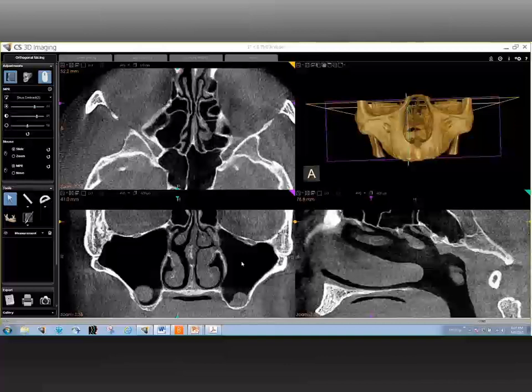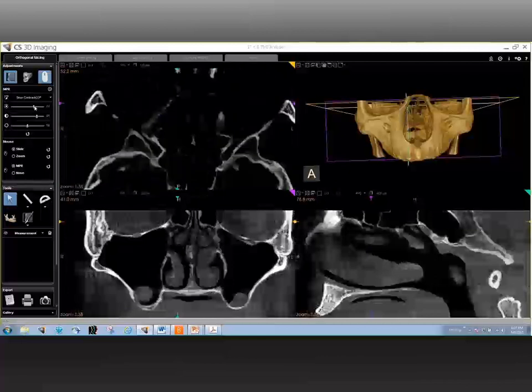sinus pathology. So let me understand this better. So on a CBCT, regardless of model, regardless of manufacturer, not being able to visualize soft tissue is a characteristic, or better stated, a limitation of this imaging modality. I would exactly phrase it that way. You're absolutely right. Okay.